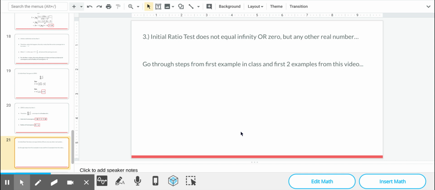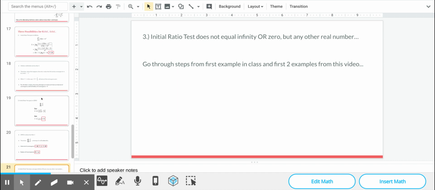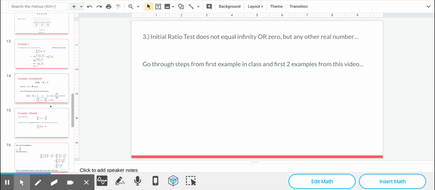Okay, so the third one, I don't really have a lot here to do because, well, you've already done this. We've already done a couple of different examples throughout this video, and we did one in class. It's when the initial ratio test does not equal infinity or 0, but any other real number, right? So we saw that in the very first example that we did in class. We saw that through 2 examples in this video. We want to go through the steps from the first example in class and the first 2 examples in this video, and figure out what the radius is, right?